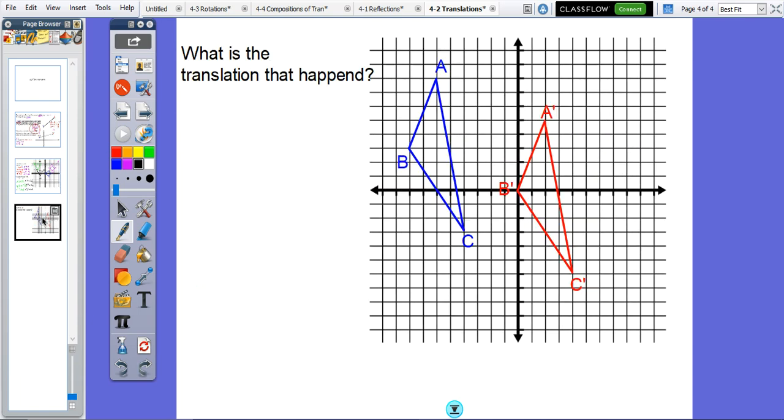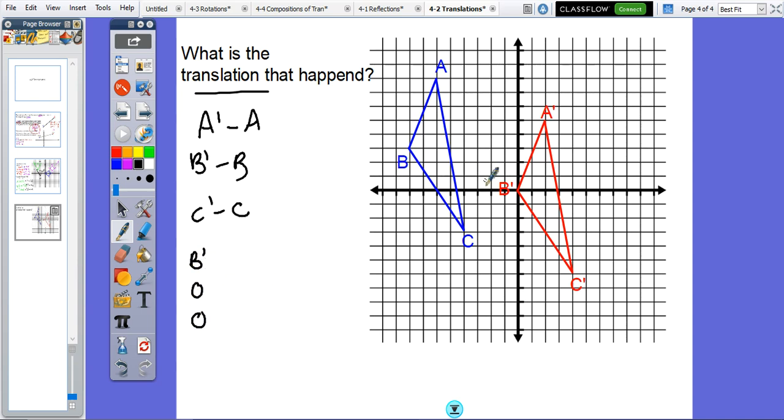Now, looking at this next one right here, you say, hey, what is the translation? So what was the vector? When they ask you that question, we're asking for the vector here. So again, if you remember, to find the vector, we take A prime minus A. You can use B prime minus B, or C prime minus C, whichever is easier to use. So when I'm looking at this, I'm going to use B, because B prime is at 0, 0. So then I just have to subtract the value of my B coordinate, which in this case is at negative 8, positive 3.